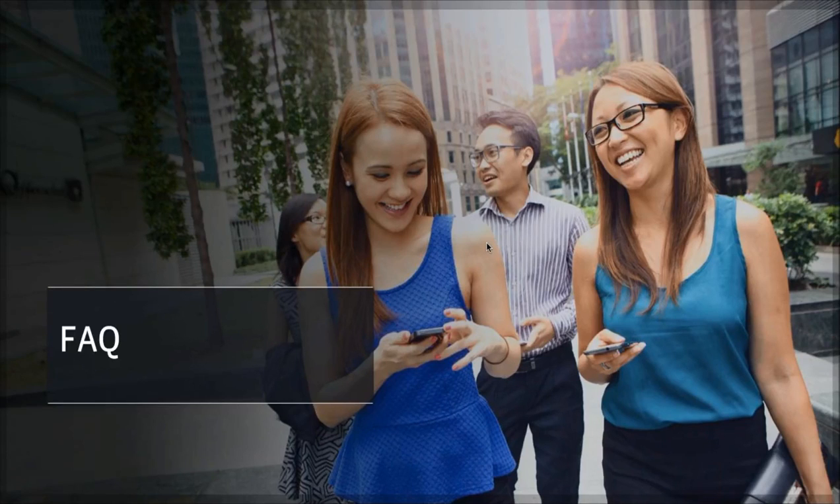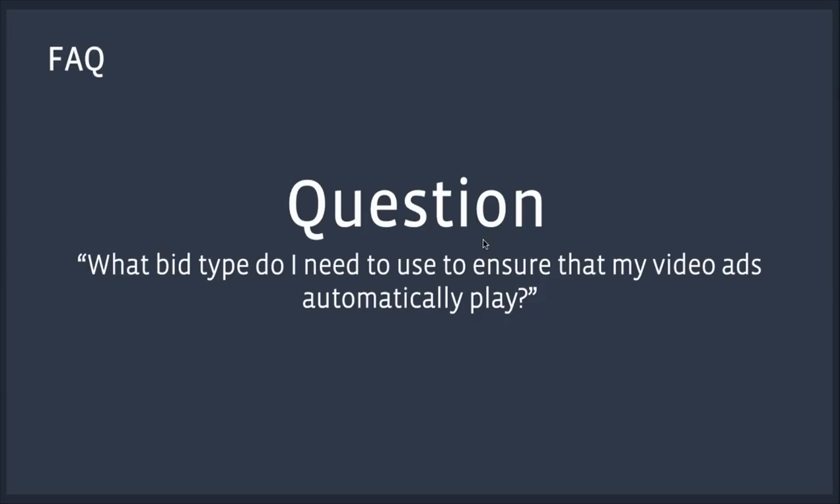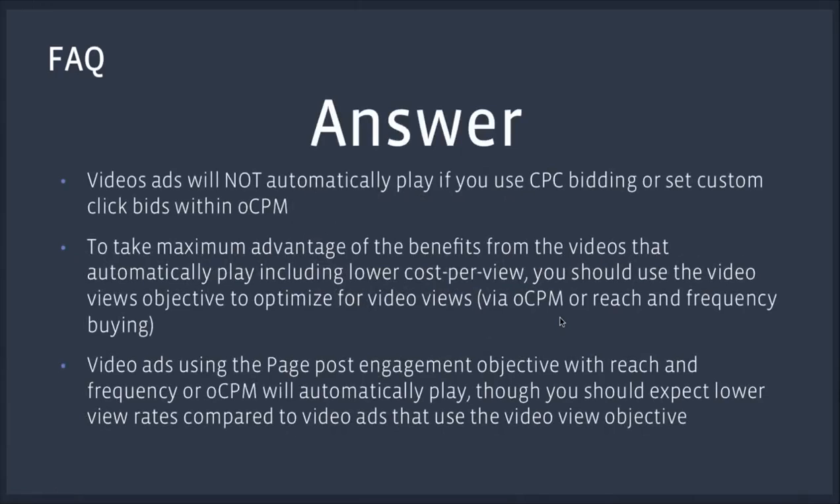So one frequently asked question is, what bid type should I use to ensure my video ads automatically play? The answer was covered earlier, but here's a bit more context. Videos will not autoplay if you choose CPC bidding, or if you set custom bids within OCPM. So to really take maximum advantage, I must remind you and reiterate that to autoplay, you want to choose video views and OCPM. For people who have used or are interested in using reach and frequency as a buying way, it also qualifies for autoplay.